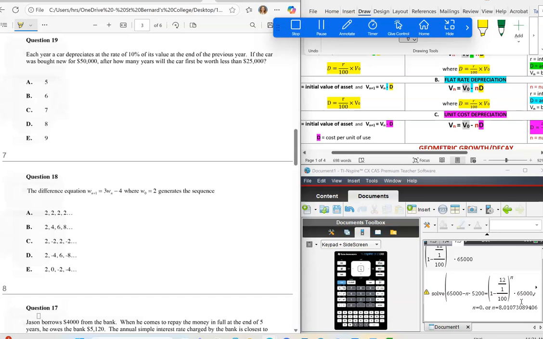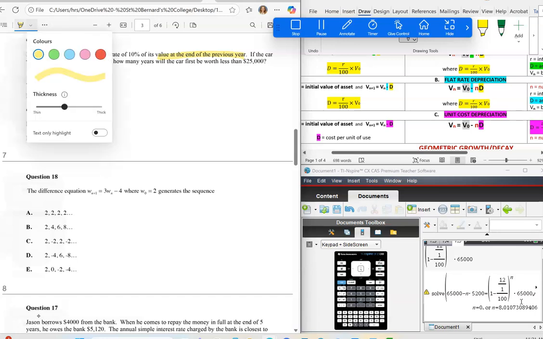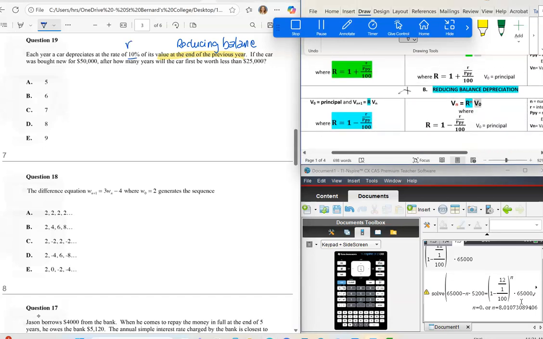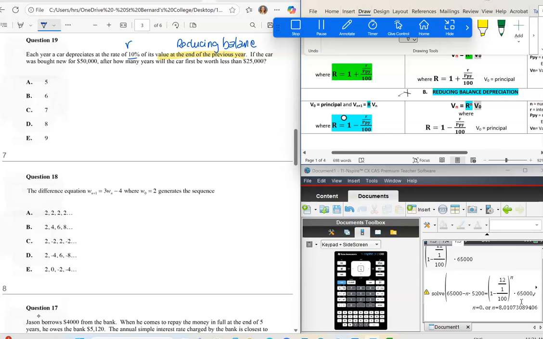So where they said off its value of the previous year, that was their way of saying that it's reducing balance. So you know which formulas you need to go to. So we go down here to reducing balance formula. And they said the car was bought for $50,000. After how many years will the car be worth $25,000?